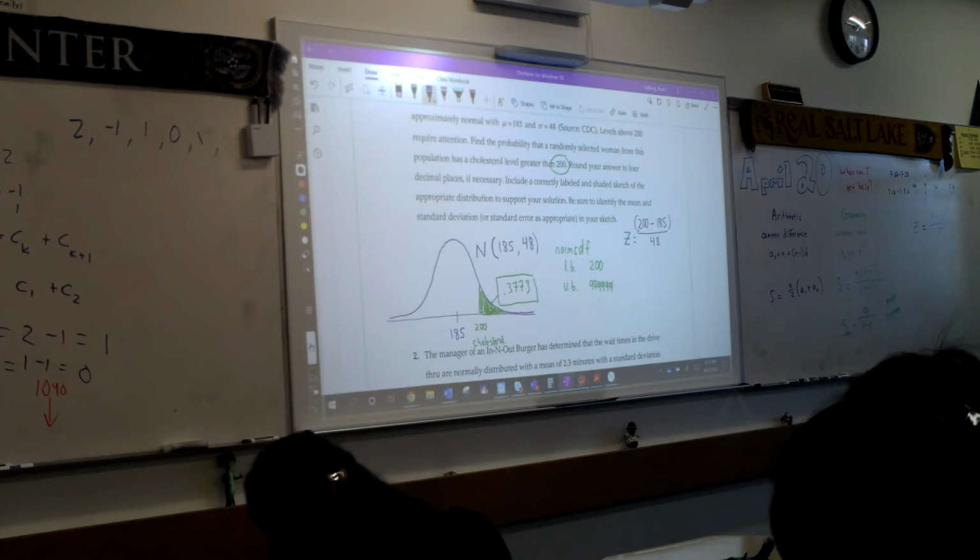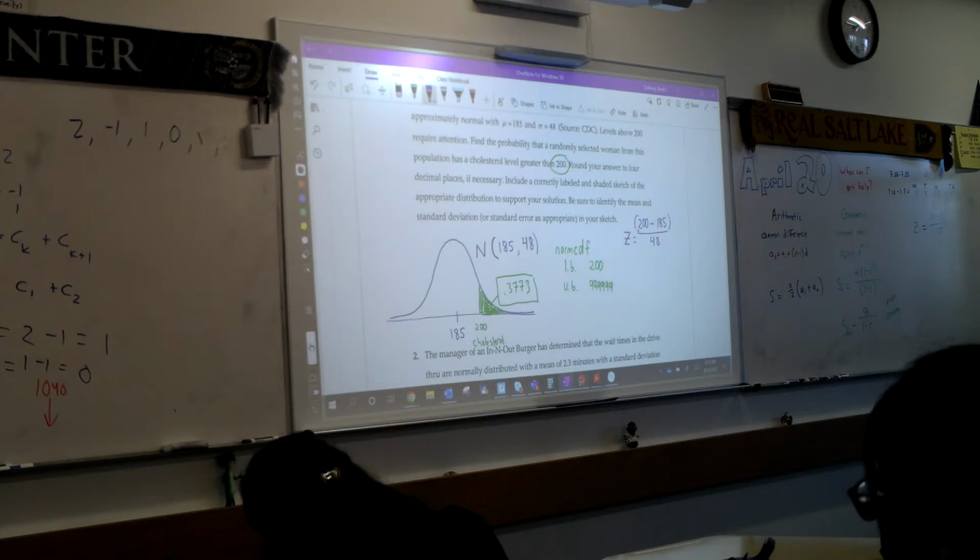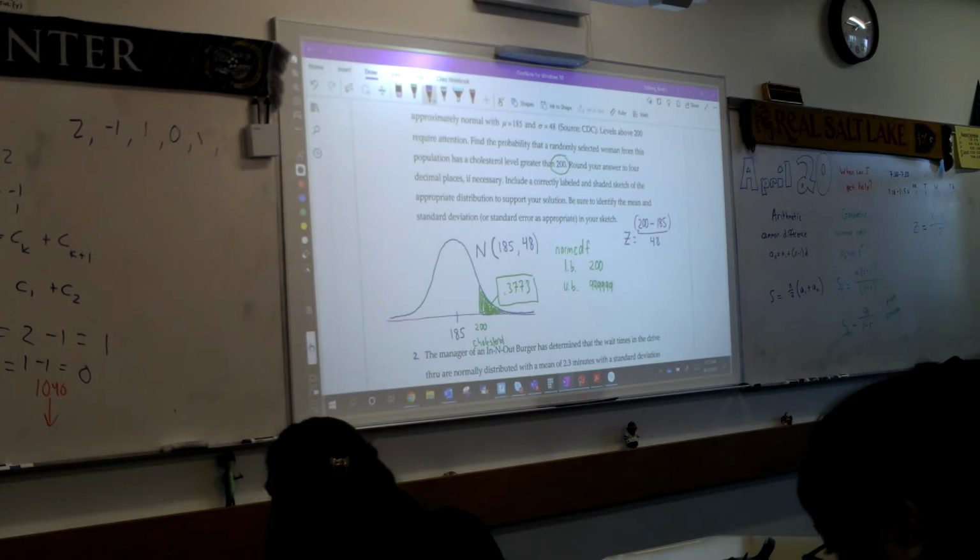So I'm going to go 200 minus 185. Make sure you find that difference first. It's 15. Then divide by 48. And I get the z-score of 0.3125.